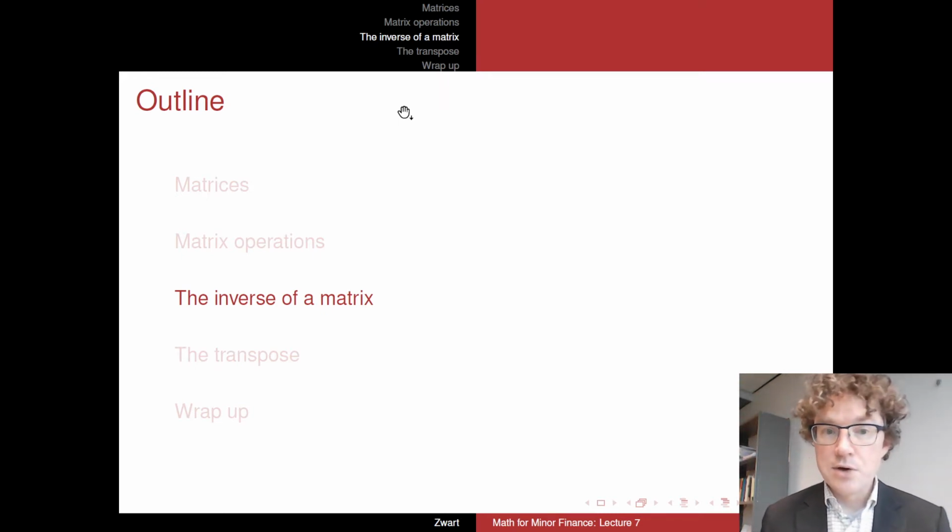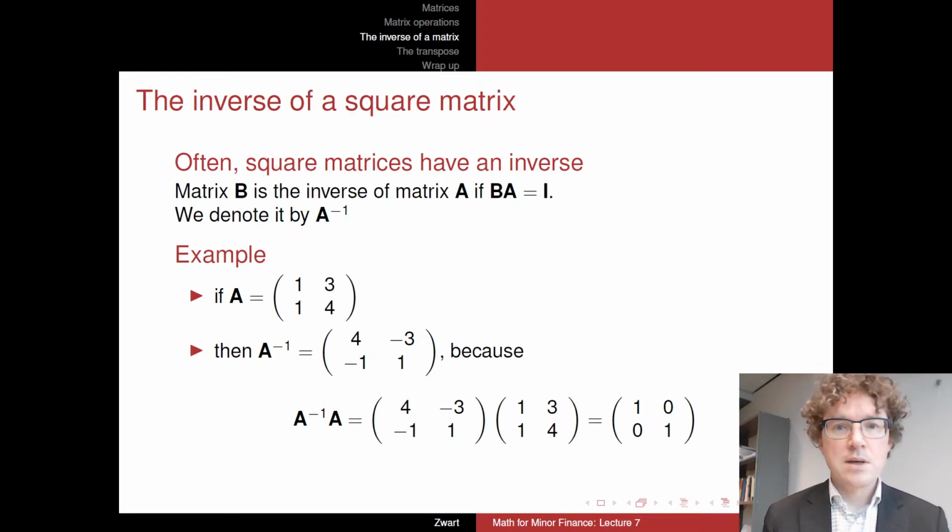So let's now go to the inverse of a matrix. So what does that mean? What is the inverse of a square matrix? It's only defined actually for square matrices. The matrix B is called the inverse of some other matrix A, as long as B times A is exactly this identity. So this square matrix which has ones on the diagonal and zeros off the diagonal.